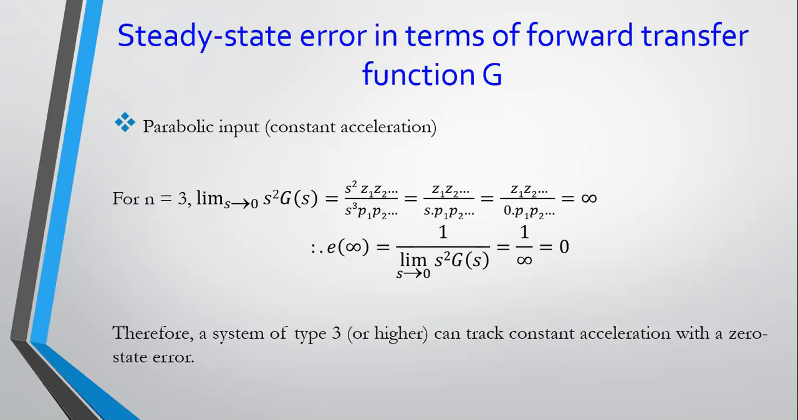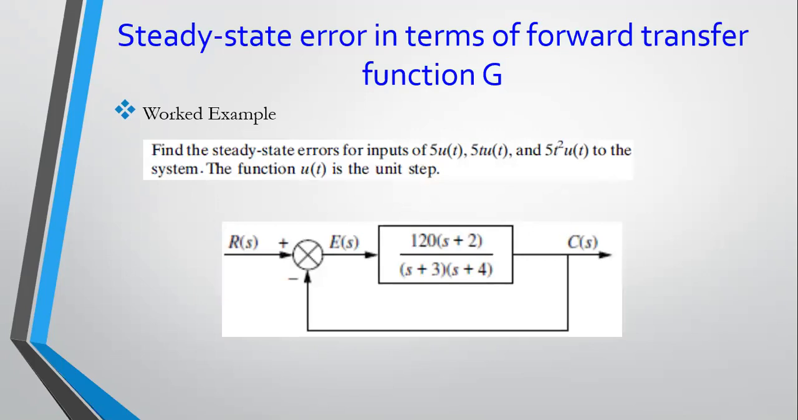And as you'll be able to infer, if you were to choose a type 3 system now, so s cubed in the denominator, s squared from the limit term, and s is remaining in the denominator. If you put that to 0, you get infinity. Now the steady state error becomes 0. Therefore, to be able to track a constant acceleration body, you need at least a type 3 control system. That's very clear now.